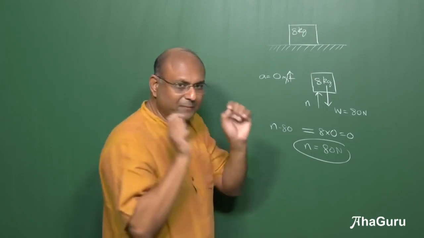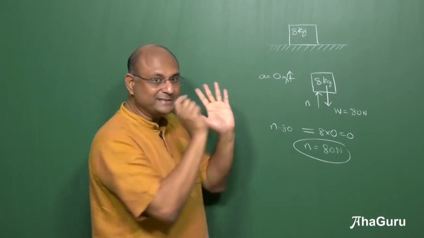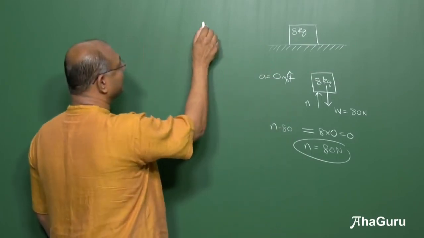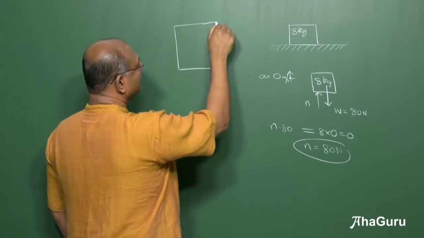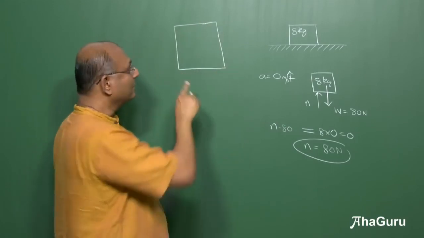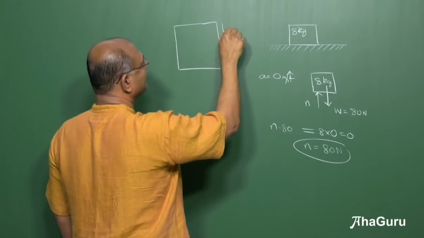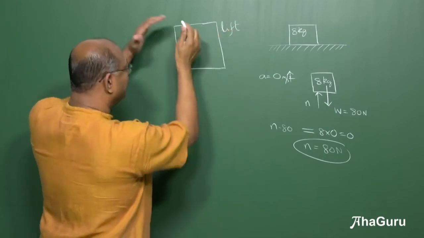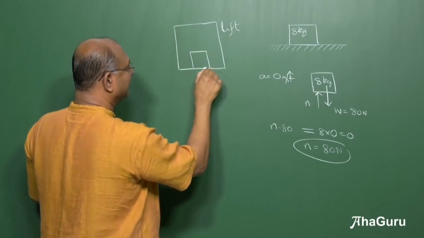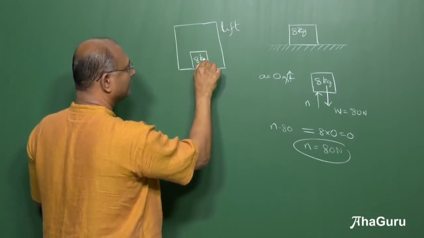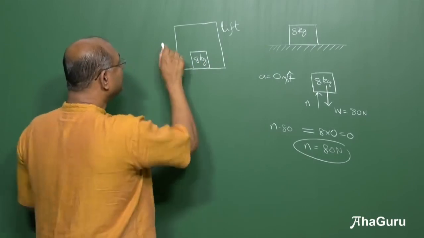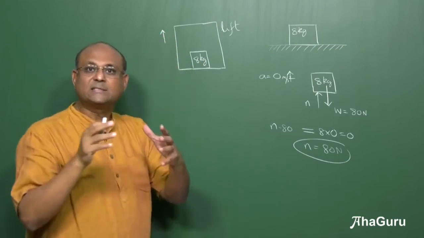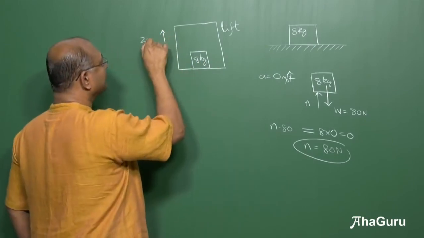Just to kind of make you sure that this is not always 80, let us take another example. So here I have a lift, elevator, lift. Now this lift is going up. Again I have this 8 kg block. The lift is going up, let us say, with an acceleration of 2 meters per second square.